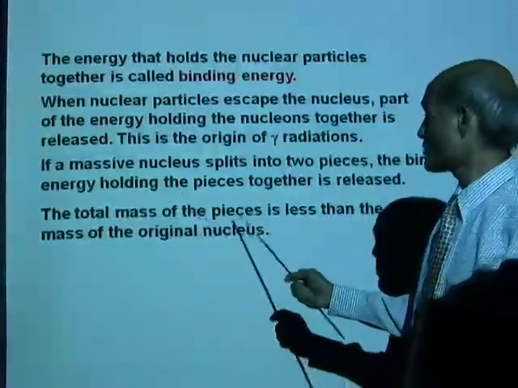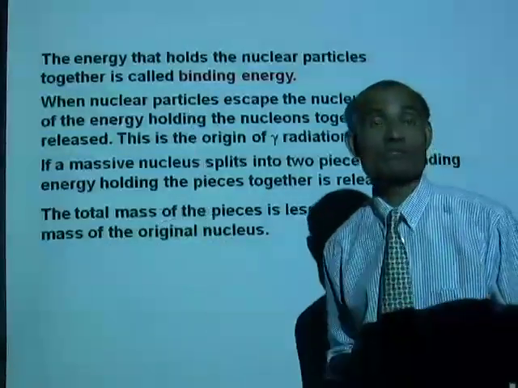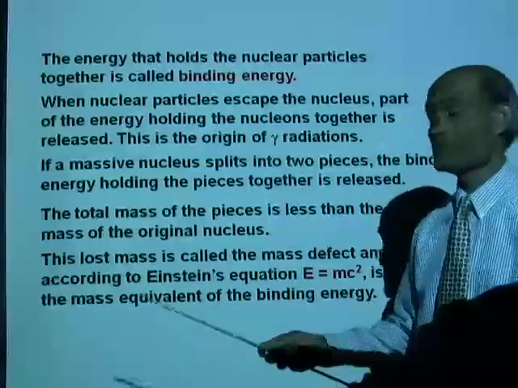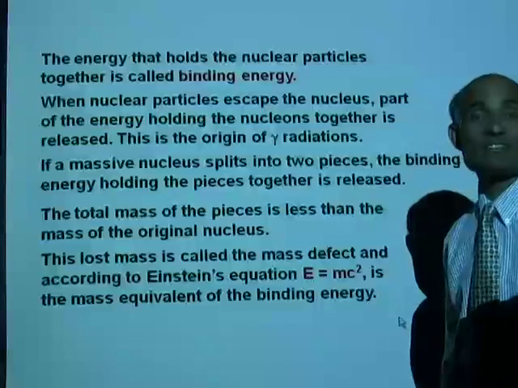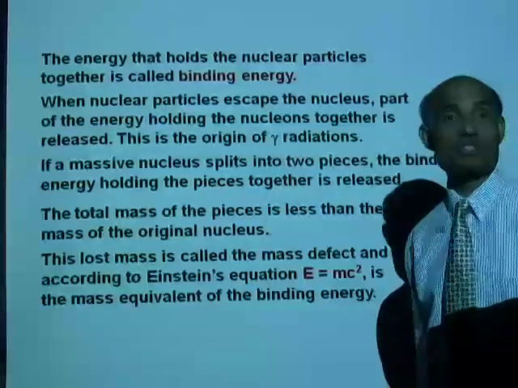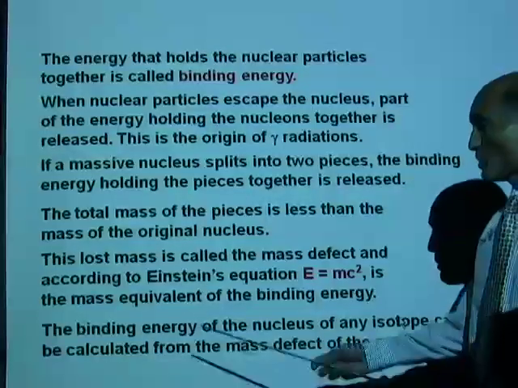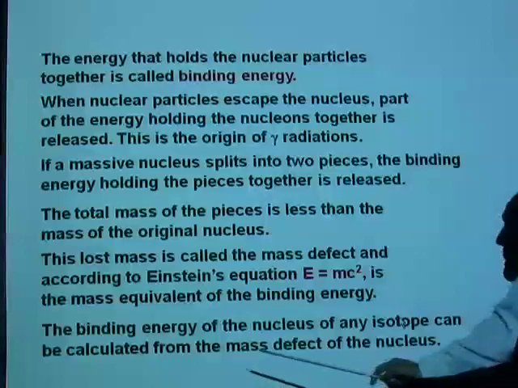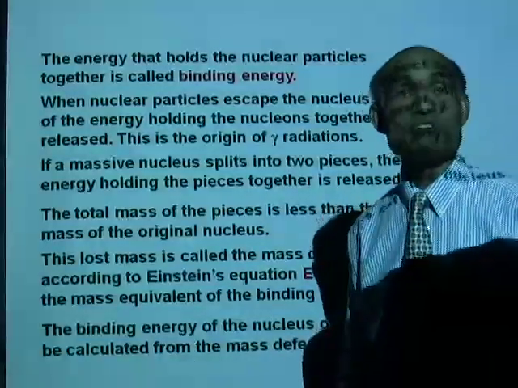The total mass of the pieces is less than the mass of the original nucleus. And that difference, the mass defect, is converted to energy according to Einstein's mass-energy relationship, E equal to mc squared. So the binding energy of the nucleus of any isotope can be calculated from the mass defect of the nucleus.